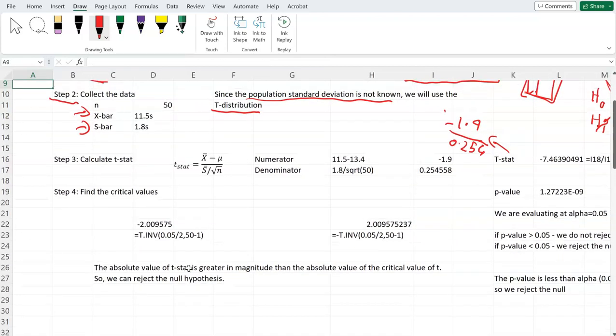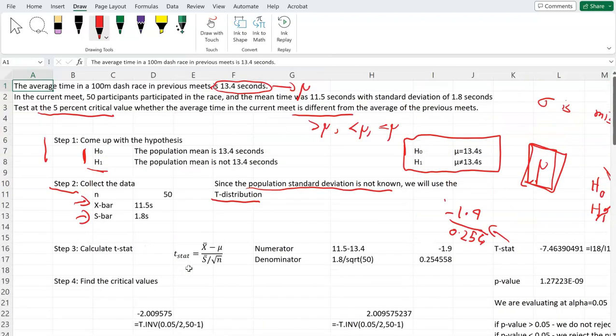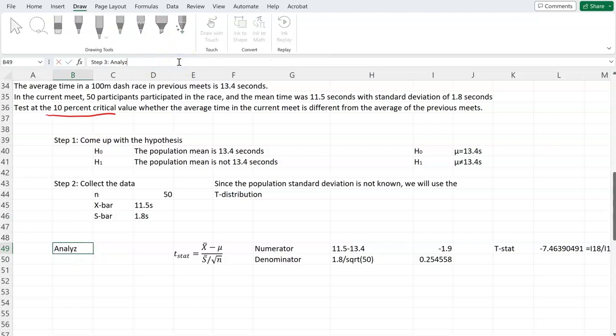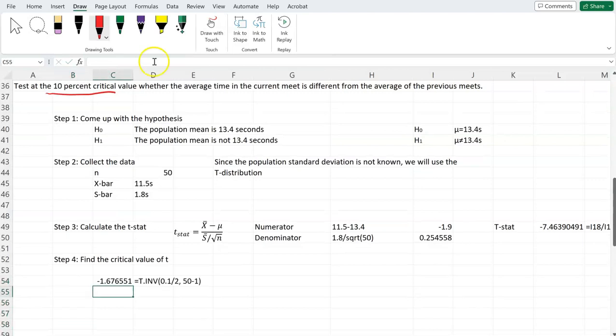Now let's look at another example. Here we looked at the 5% critical value. What if we were to find the critical value at 10%? So everything remains the same. Steps 1, 2, and 3, instead of saying analyze data, we will say calculate the t-stat. So all those steps are the same, and we find our t-stat. But now my critical value is a different number. So in step 4, I will find the critical value of t, which here would be plus or minus 1.67.